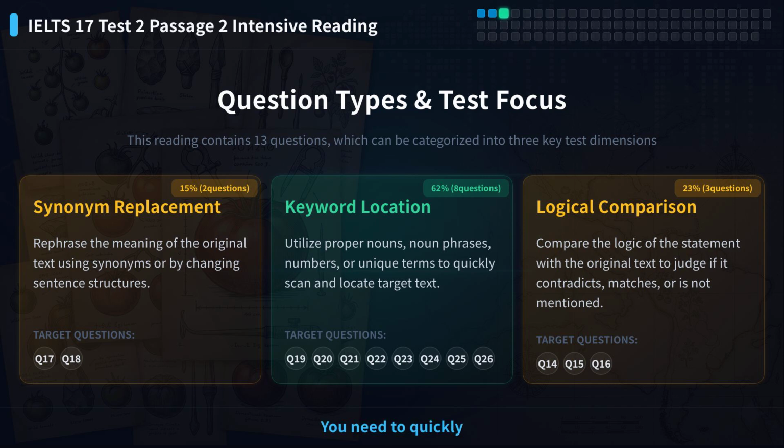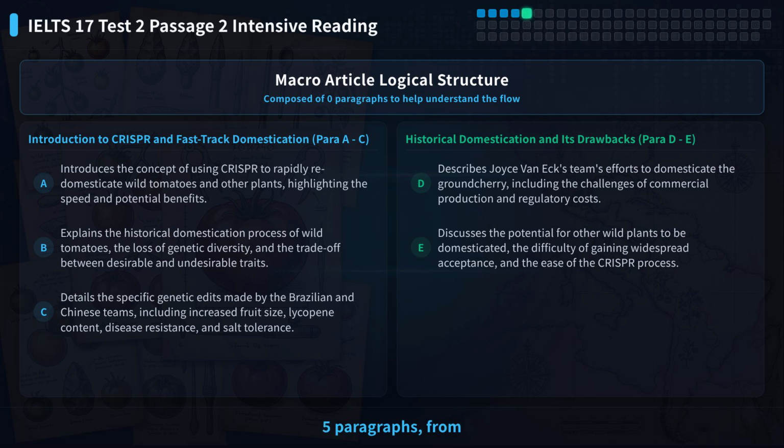You need to quickly find specific information in the passage. Mastering keyword location skills helps you find answers quickly and improve your efficiency. The passage has 5 paragraphs, from A to E. It talks about how scientists used CRISPR to re-domesticate tomatoes.